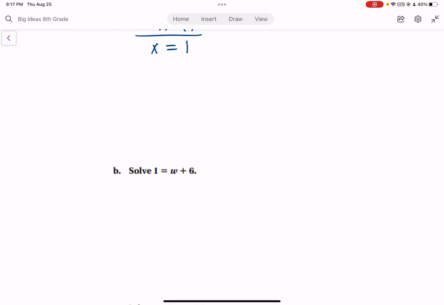In letter B here, we have 1 equals w plus 6. Well, in this case, we have a positive 6 here. So in order to get that to 0, we're going to have to subtract 6 from both sides. Well, I get left with w on the right side. Well, 1 minus 6 gives me a negative 5. And that's our answer for letter B.